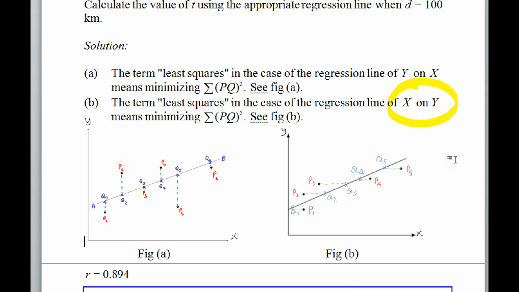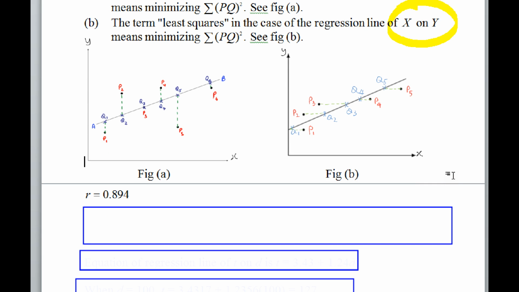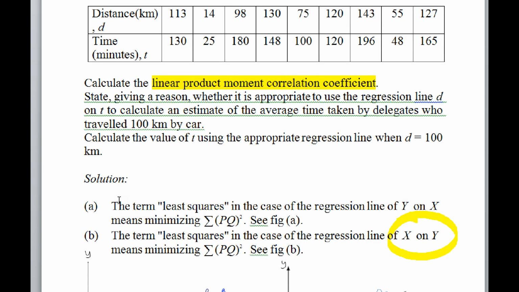Calculate the linear product moment correlation coefficient. Okay, again, it's very easy. Just put into your calculator. The calculator will give you an answer. Next. The question asks, is it appropriate to use the regression line D on T? Sorry, I better give you the question. State giving a reason if it's appropriate to use D on T to calculate an estimate for D equals to 100. You want to find out when D equals to 100, what is the value of T?